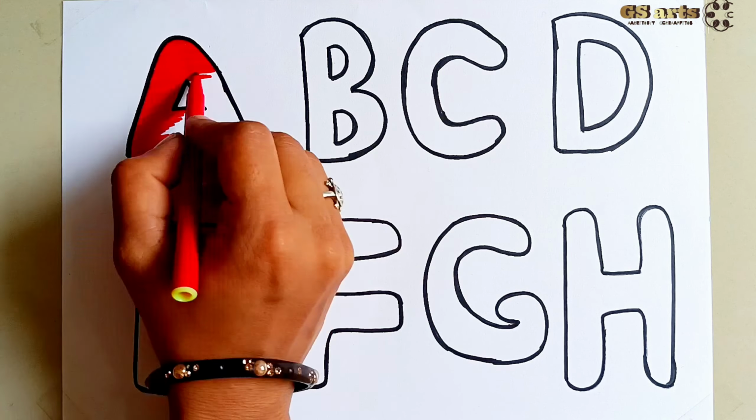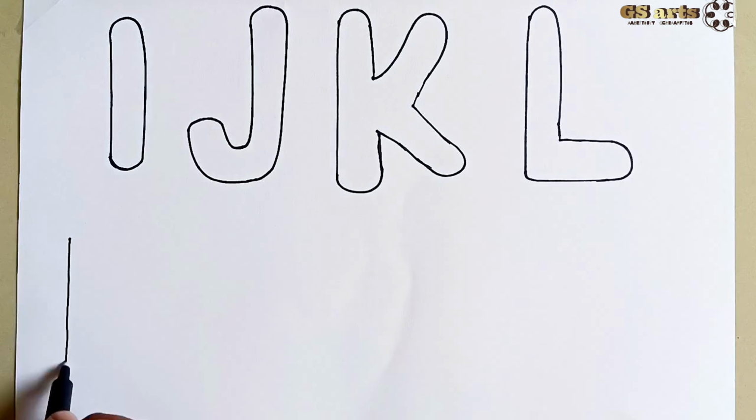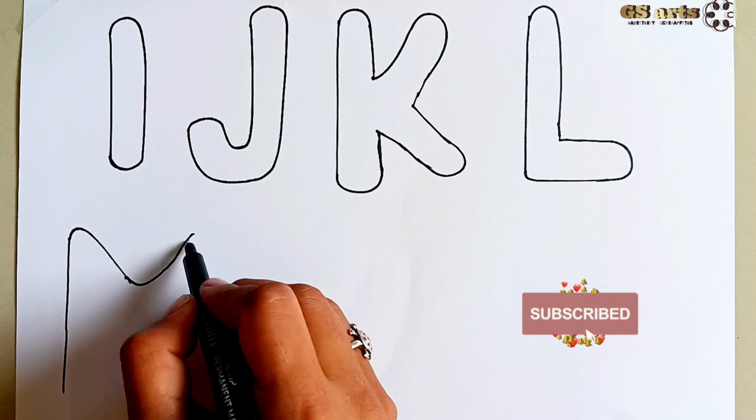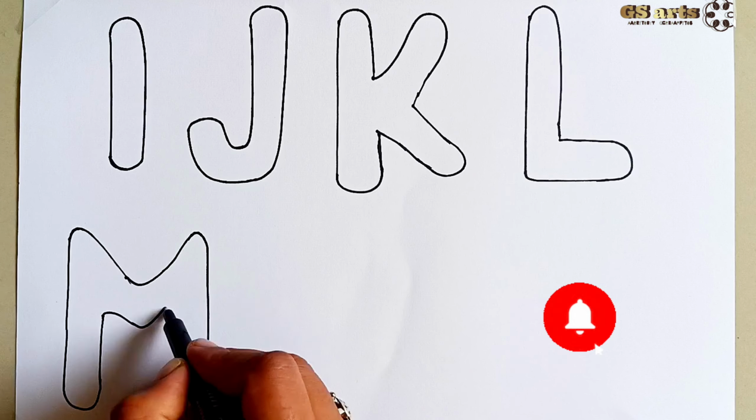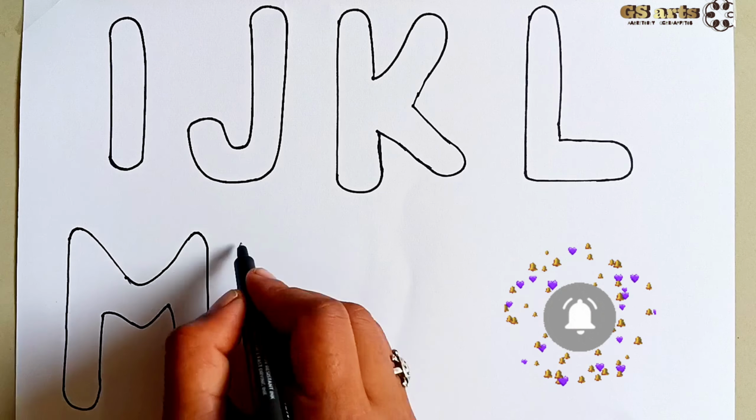Let's draw the letter J. Let's draw the letter K. A is for alligator. Let's draw the letter L. Let's draw the letter M. Let's draw the letter N. Let's draw the letter O. Let's draw the letter P.